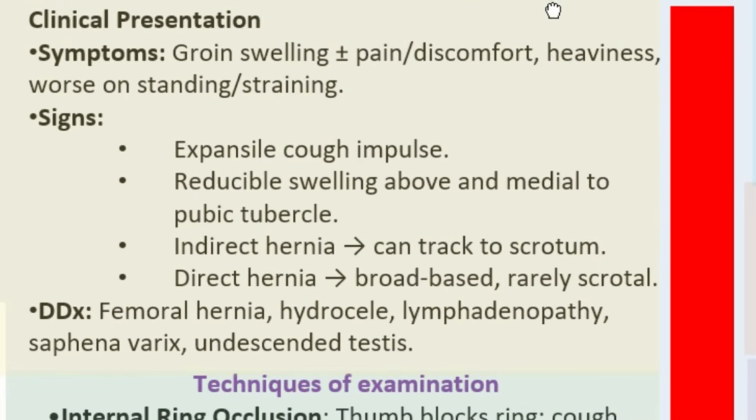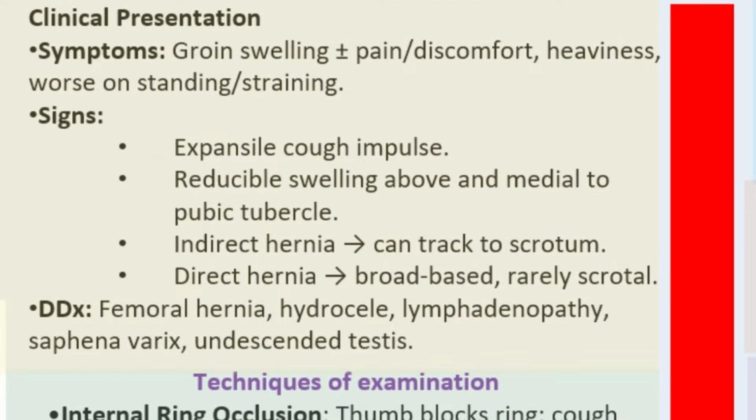side. So when you look at the clinical presentation, most of the time patients are going to come in with a groin swelling that is associated with pain or discomfort or heaviness, that comes and is worse on standing, because when you're standing and gravity is pushing everything down, the pressure in the lower abdomen is going to increase, and that most likely is going to cause the hernia to protrude. So most times when the patient is lying supine, the hernia may reduce and you may not be able to see it. So we come up with maneuvers that will help us to see it.